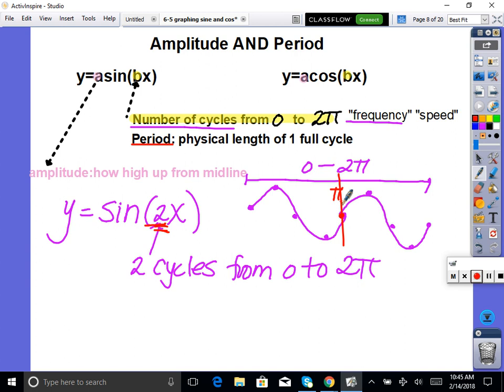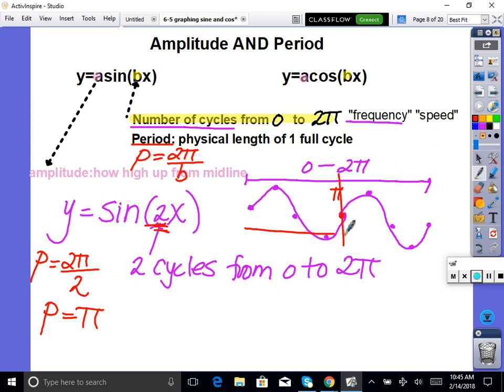Well, there's a formula to give you that. Period is equal to 2 pi divided by b, which makes sense based on what we just said. So look, it really does come out to be pi if we use the formula. Our period would be 2 pi divided by b, which is 2. Therefore, the length of one cycle is pi in length. Well, yep, that does make sense. All good with that.